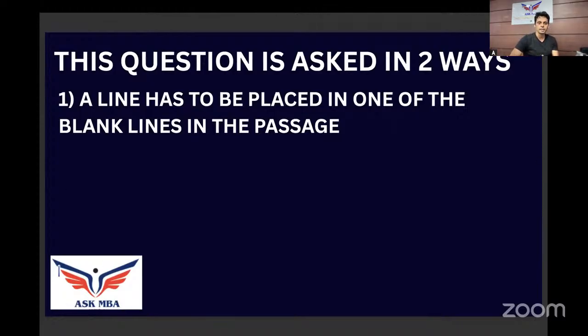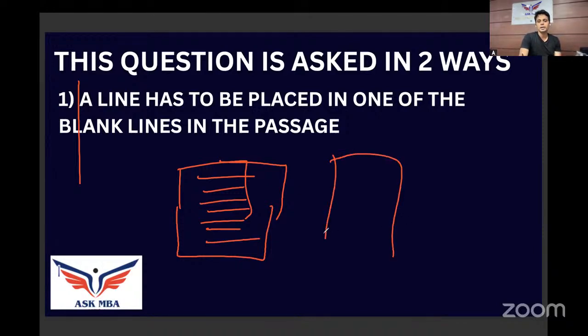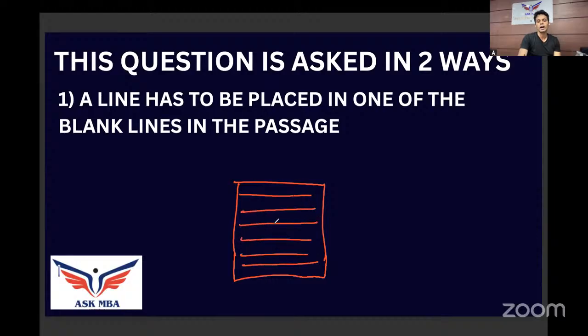Here, as it says, a line has to be placed in one of the blank lines in the passage. So let's say a passage is going to be given to you. Okay, this is the passage. I'm just trying to show you how it's going to be. Let me give you a better understanding. Let's say a passage is given, and in this passage, you have to figure out the blank line. A line has to be placed in one of the blank lines. So maybe there are a few blanks, like blank number one, blank number two, blank number three, and blank number four.